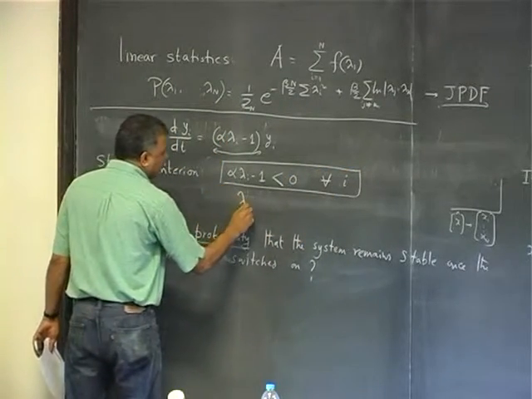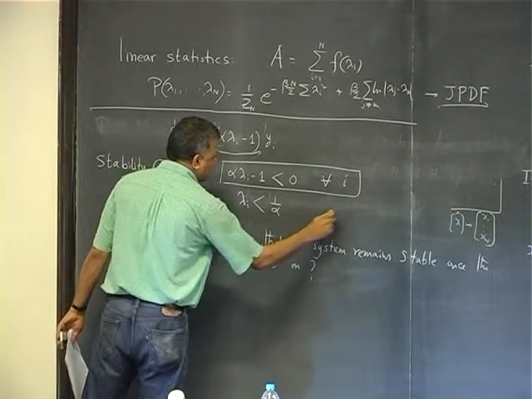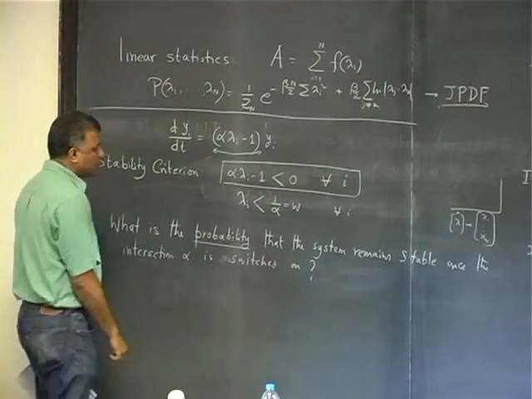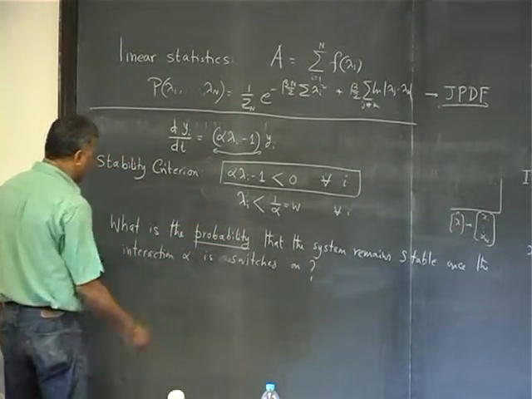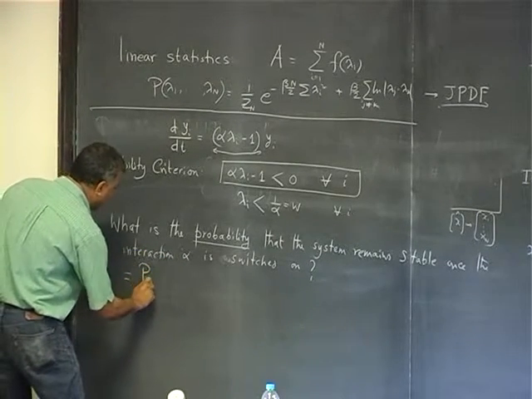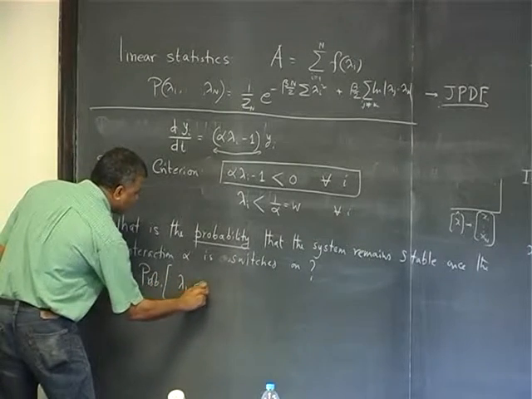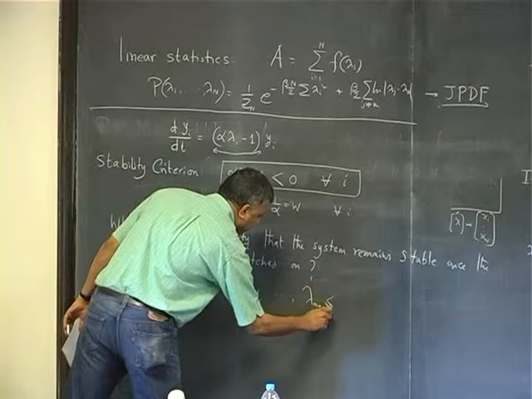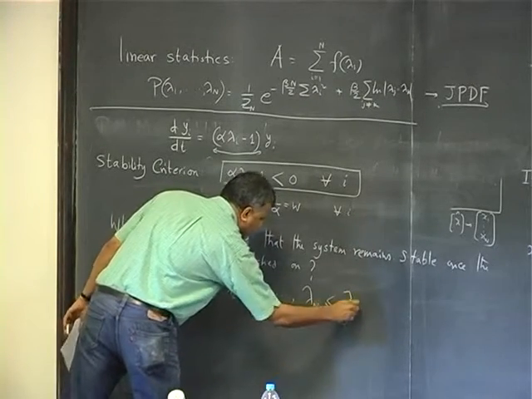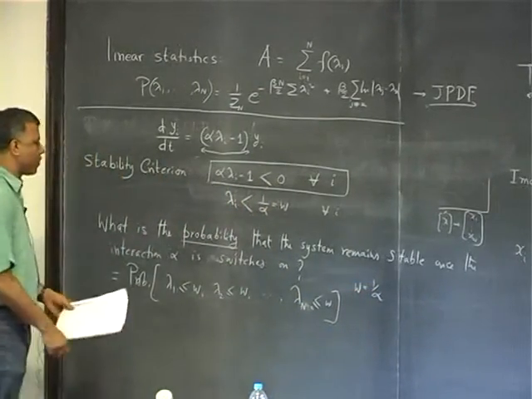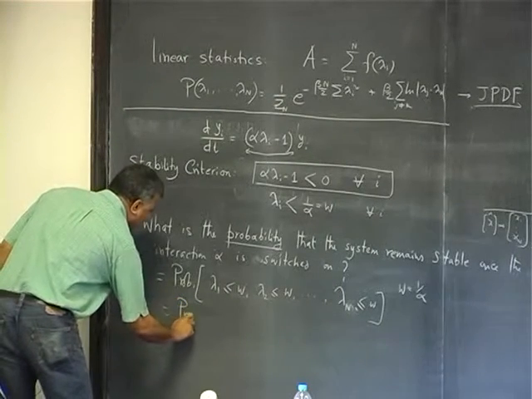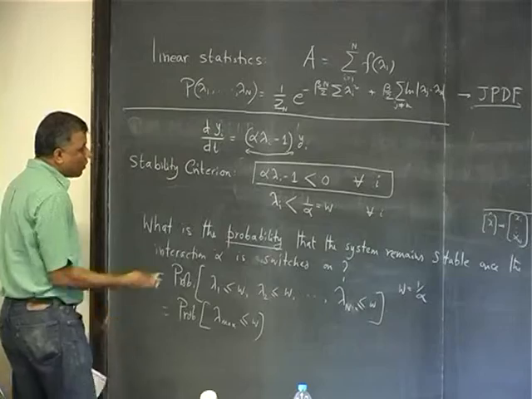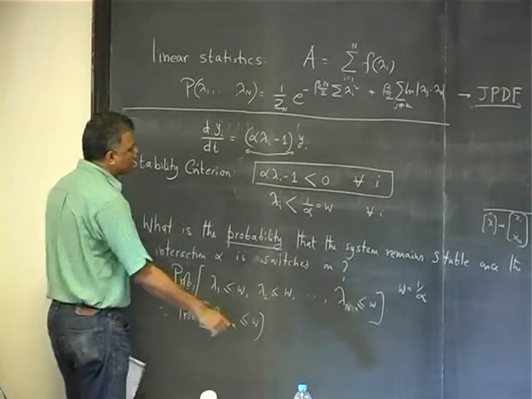This criterion means that each of the lambda i should be less than 1 over alpha for all i. Let me call this inverse interaction W. Therefore, the probability that the system remains stable once the interaction is switched on is exactly equal to the probability that all the eigenvalues are less than or equal to W, where W is 1 over alpha. Which is indeed the same as the probability that the largest eigenvalue, lambda max, is less than or equal to W. If the largest eigenvalue is less than 1 over alpha or W, then you are ensured that the system will be stable.